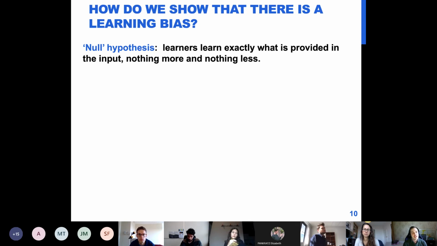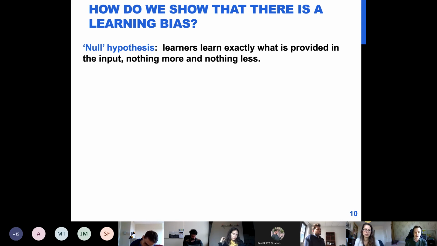So given that we're going to use an artificial language experiment, how is it that we show that there is a learning bias? What is the strategy for doing this? The way I like to think about it is that you have this null hypothesis. I put null in quotes here because I don't mean it in the statistical sense. What I mean is that we assume that if there's no bias going on, learners learn exactly what you provide them in the input, so nothing more, nothing less. Whatever you give them, that's what they learn.